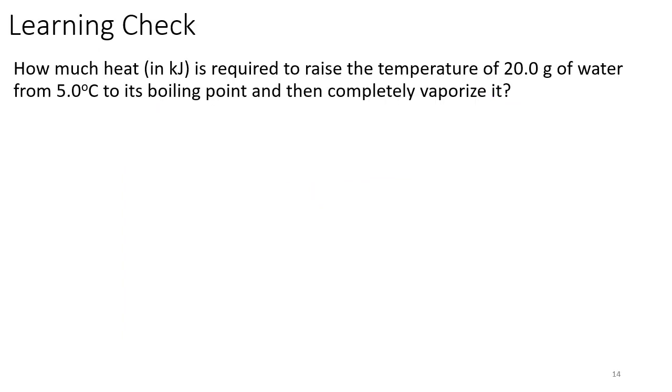How much heat in kilojoules is required to raise the temperature of 20 grams of water from 5 degrees Celsius to its boiling point and then completely vaporize it? So our freezing point of water is equal to 0 degrees Celsius, and our boiling point of water is equal to 100 degrees Celsius. Let's draw a heating curve to represent what's taking place.